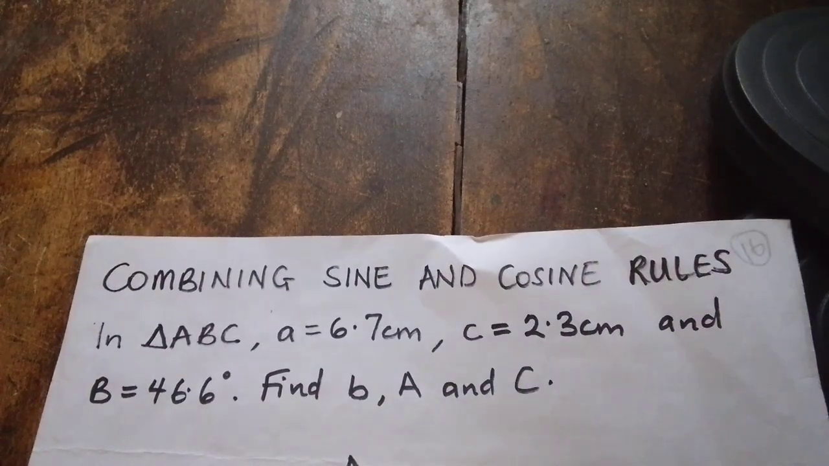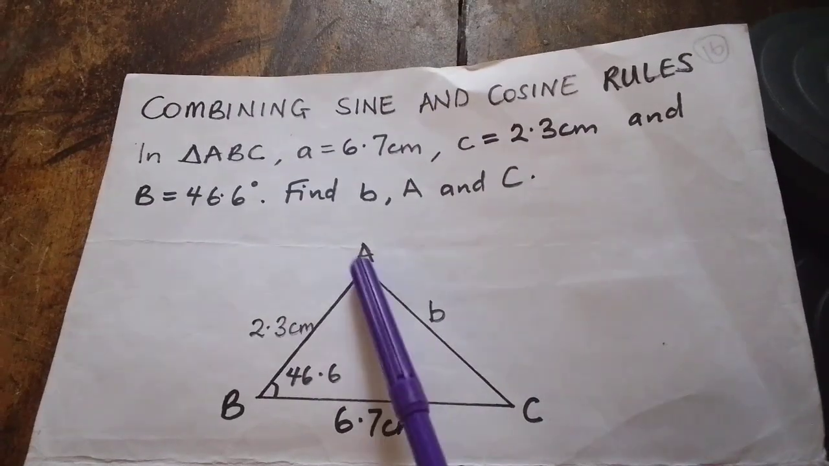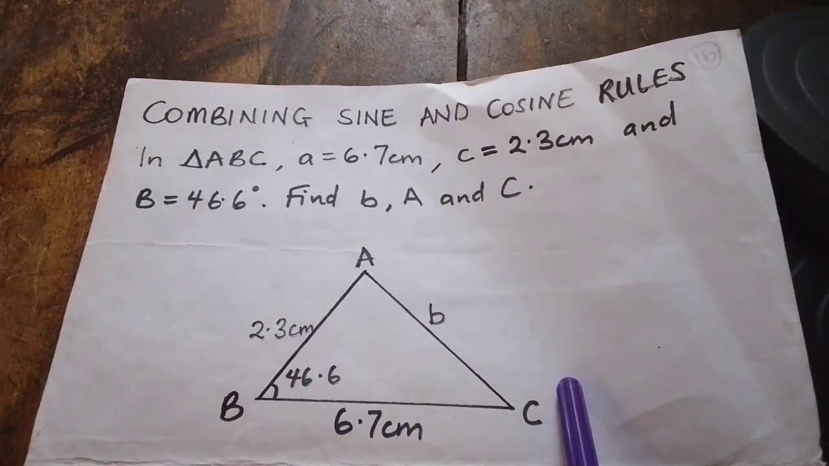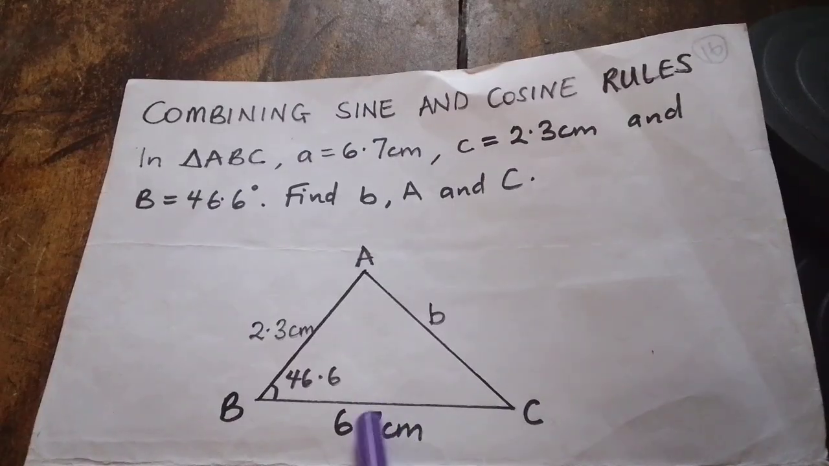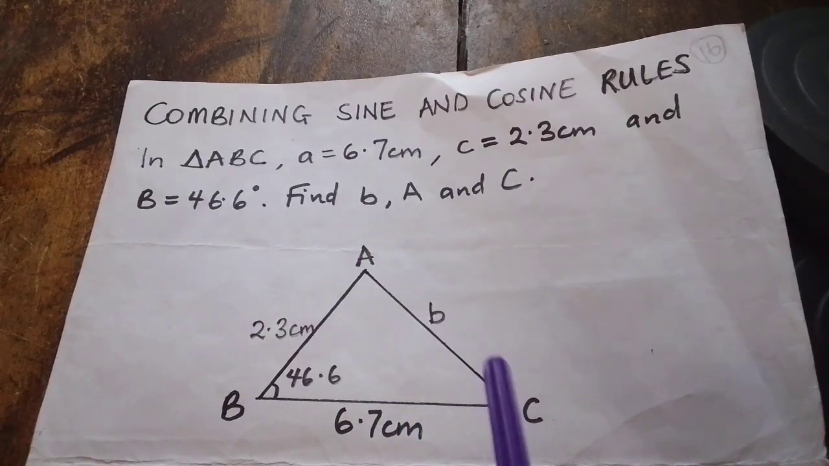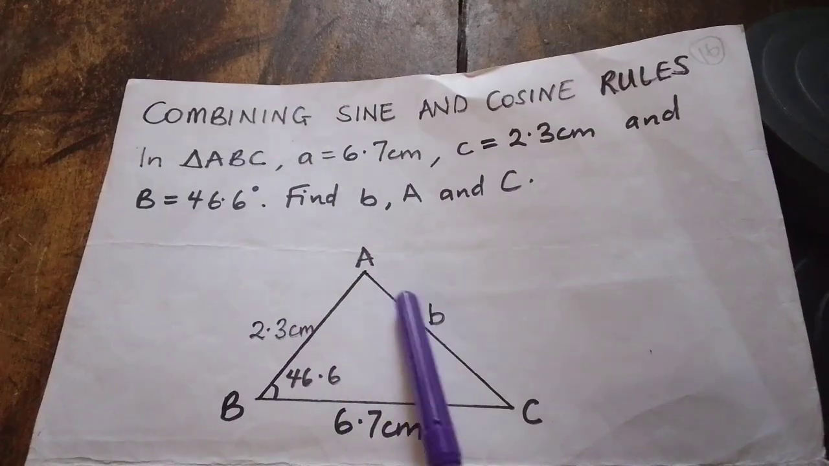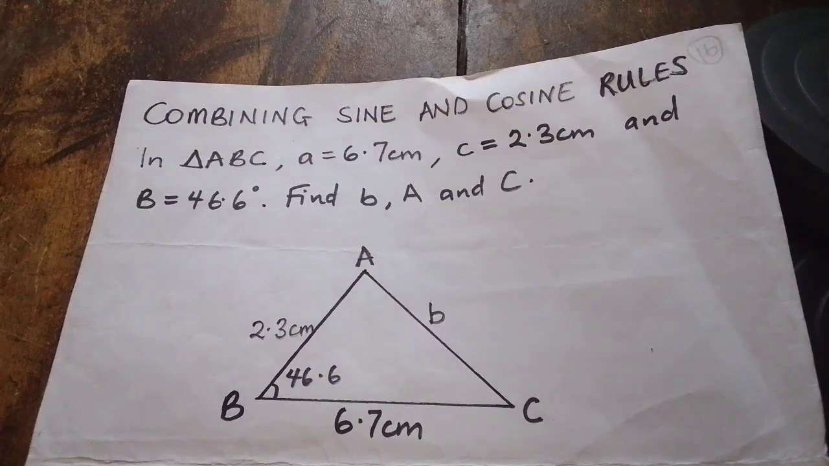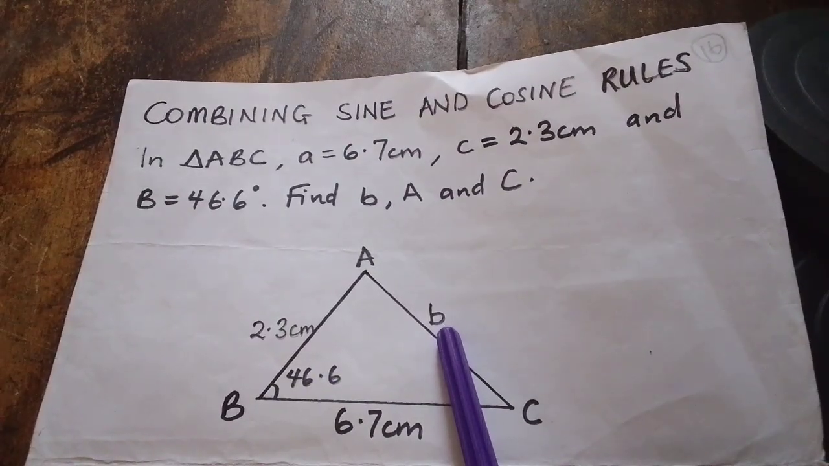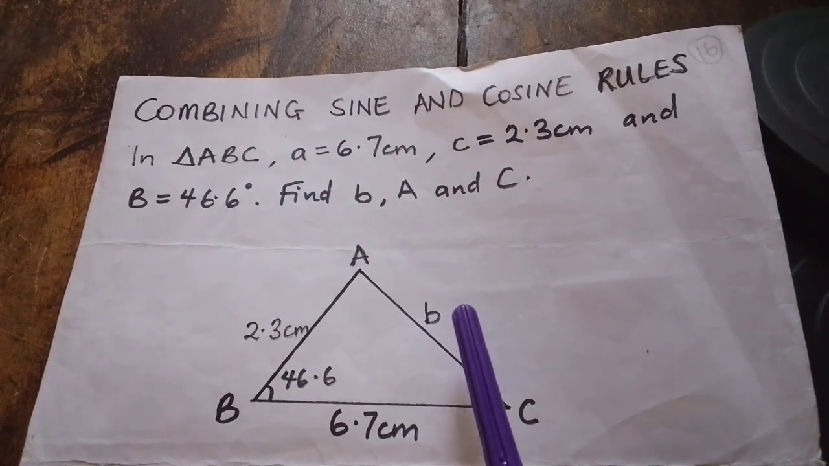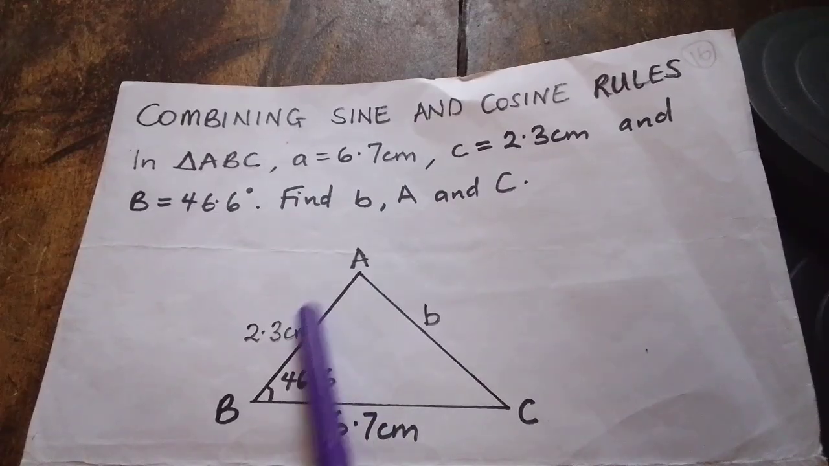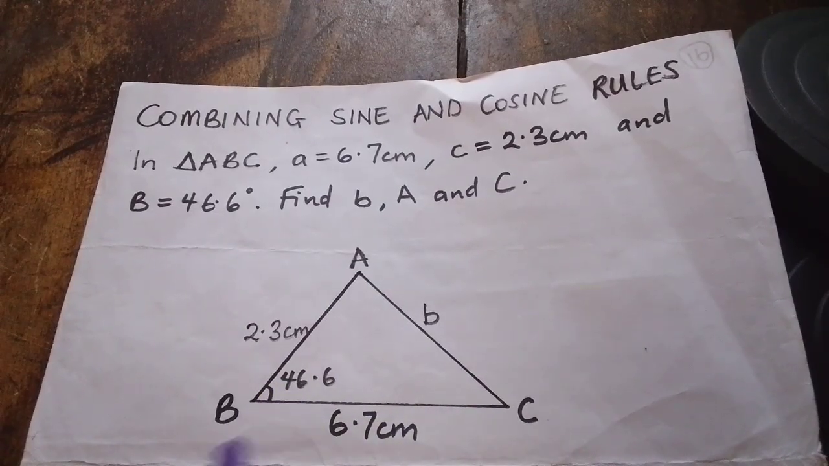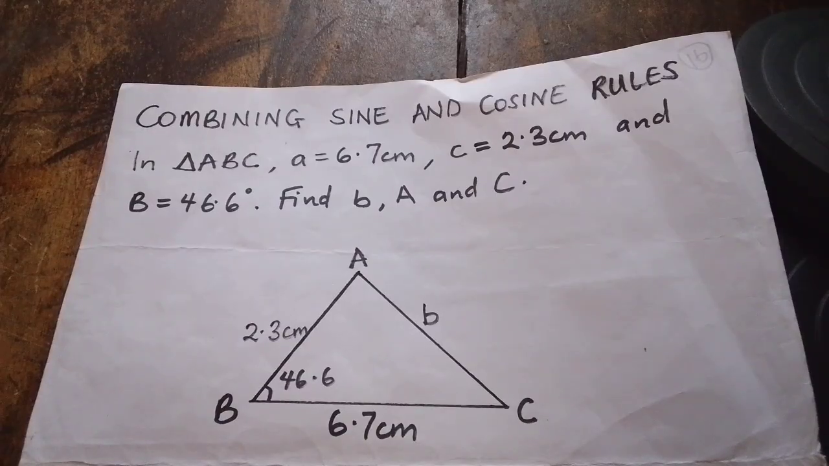So first of all, we'll try to draw the triangle. When you draw the triangle ABC, we are told that our side A is 6.7 centimeters, our C is 2.3 centimeters. We are not given side B, then we are given angle B is 46.6. If you are looking for side B using the cosine rule, you use it whenever you are given two sides that are adjacent to each other with the included angle. Note that it gives an idea that you need to use the cosine rule before you can solve it.